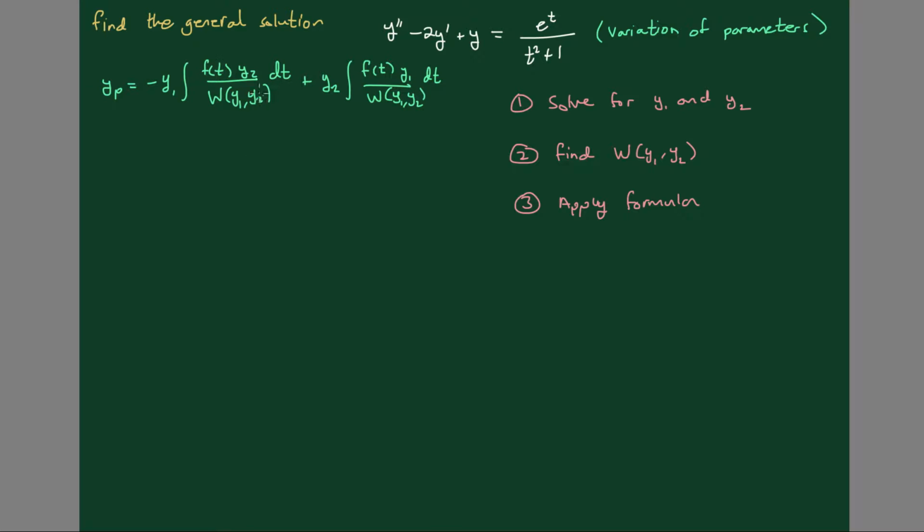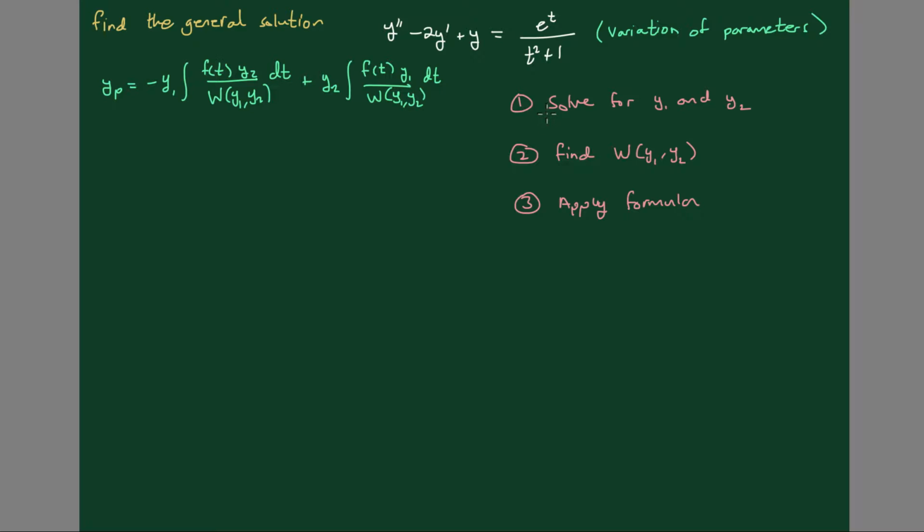If you notice here, we have the Wronskian of y1 and y2. So we have f of t times y2 over the Wronskian of y1 and y2. And in this second integral, we have f of t times y1 over the Wronskian of y1 and y2 again.